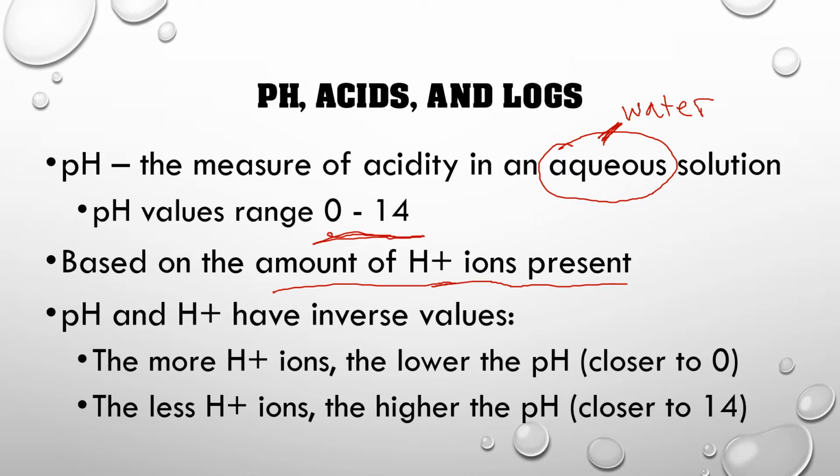And the pH and hydrogen ions actually have inverse values. See up here how it says the pH values range from 0 to 14? Well, the higher the pH is, like if it's a pH 14, then the lower the hydrogen ions are. Now, the lower the pH range is, the higher the hydrogen ions are.